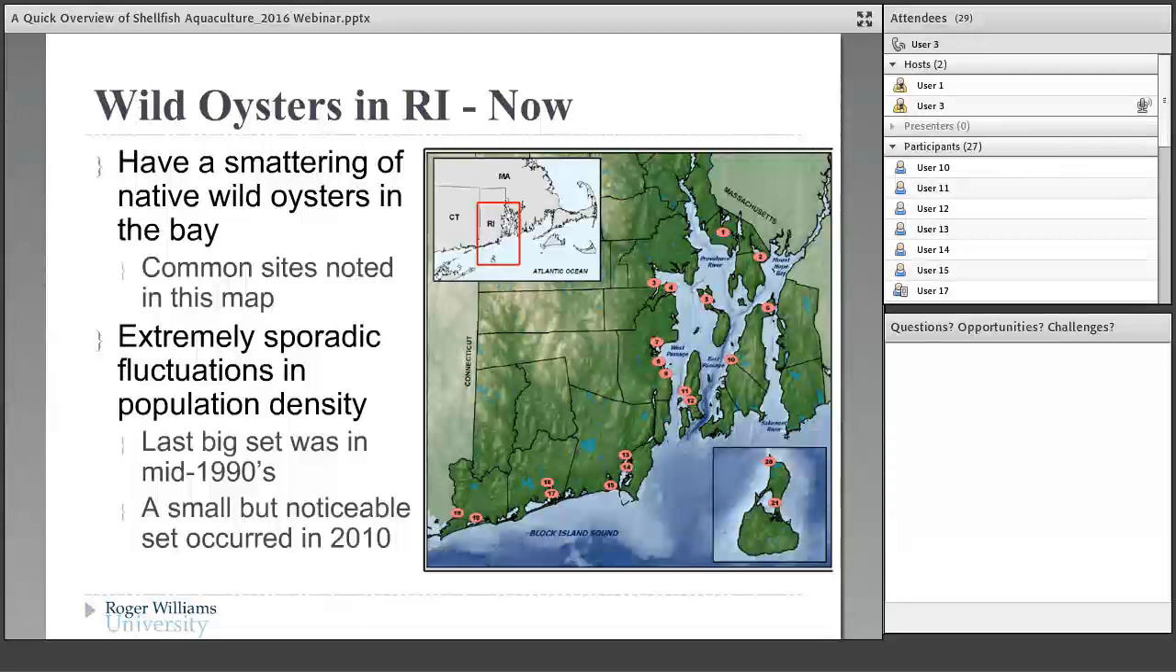So for wild oysters now, we do still have a smattering of native wild oysters in the bay. This map denotes some sites where you might be able to scrounge around and actually find an oyster or two. But we find that the populations in the bay and in the coastal ponds is extremely sporadic. And really the last time we had a major set of oysters in the area was in the mid-1990s, and that sustained an oyster fishery in the state for 2 or 3 years. More recently, we had a small but still a noticeable set in 2010, at least in Narragansett Bay, which did sustain for a short time a wild commercial fishery.